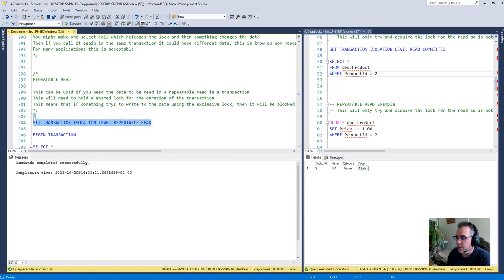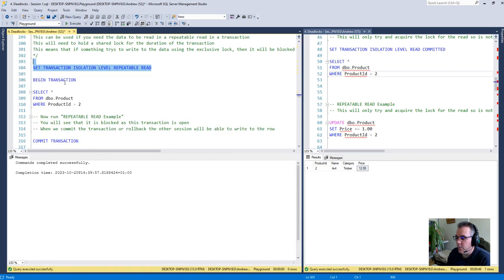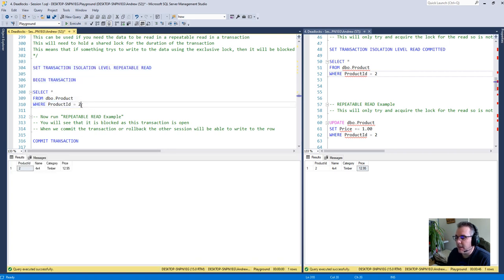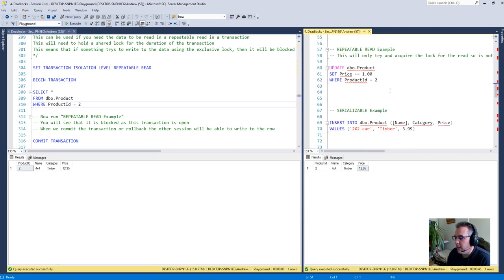So we'll turn this on, repeatable read. We will begin the transaction. In this case we're just trying to select. We're just selecting it in this transaction, so we're not modifying it, we're just selecting.